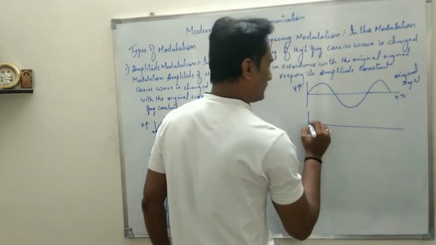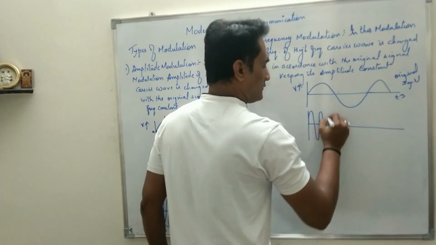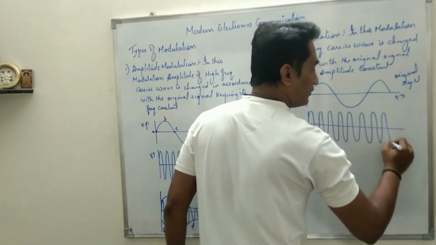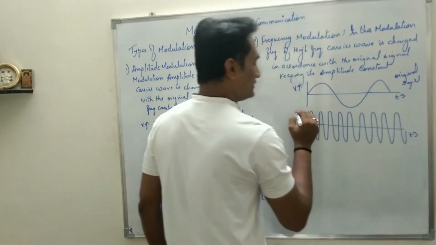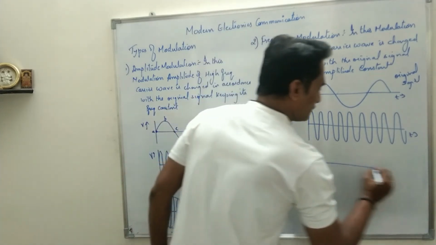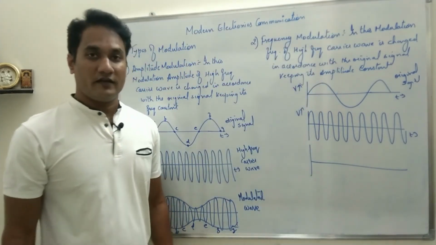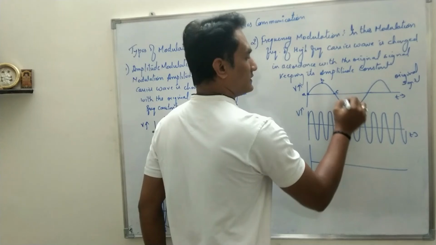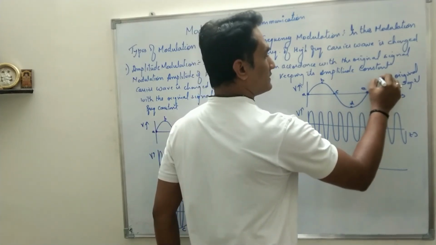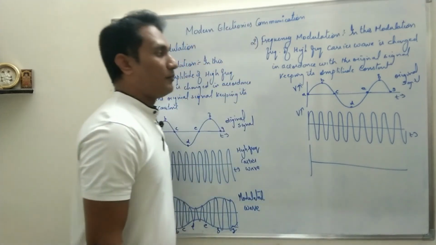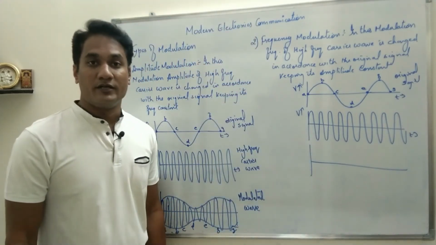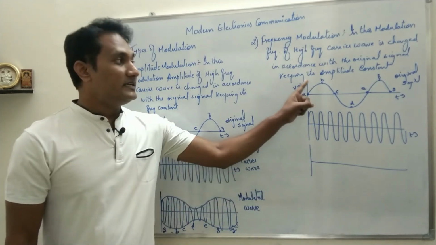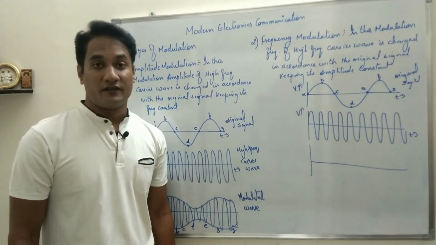Say this is your high frequency carrier wave, which has to be modulated in accordance with the original signal, and the third one will be the modulated wave. In the modulated wave, let this point be A, this is B, C, D, E, F, and this is G. At points A, C, E, G the amplitude is 0, so the frequency remains the same. At B and F, positive peak, the frequency increases.